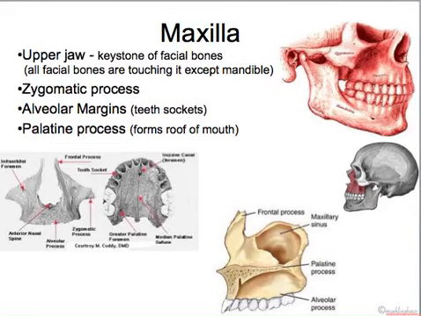Okay, now let's talk about the facial bones. So the first one we want to touch on is the maxilla. It's the upper jawbone. This is a keystone bone of the facial bones.